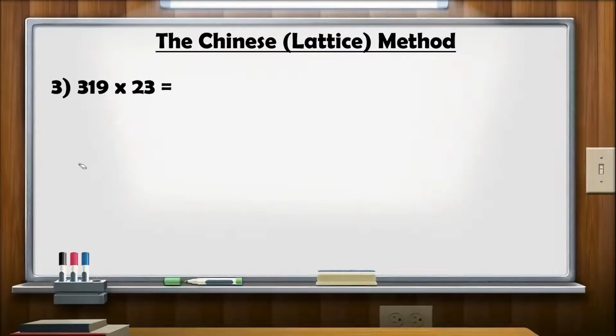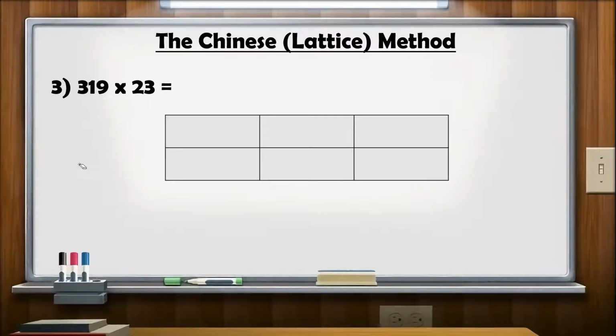So for question 3, I'm going to multiply 319 with 23. So a 3-digit number by a 2-digit number. So we are going to have a grid which is 3 units by 2 units and looks like this. Once we have drawn our grid, I'm going to position the numbers on the grid. So 319 across the top, 3, 1, and 9, and 23 along the side, 20 and 3.